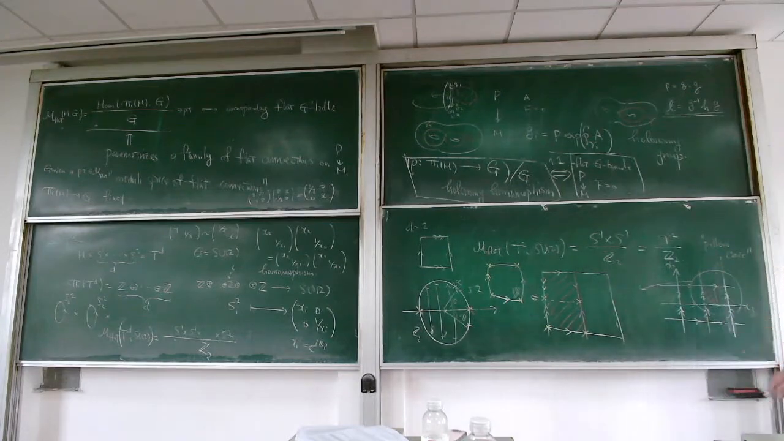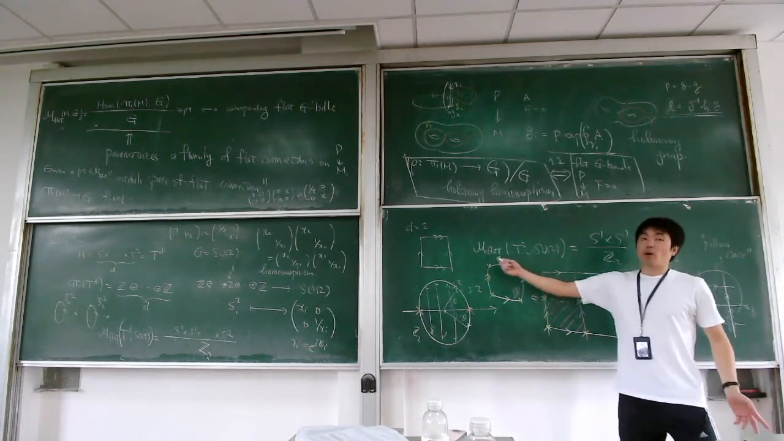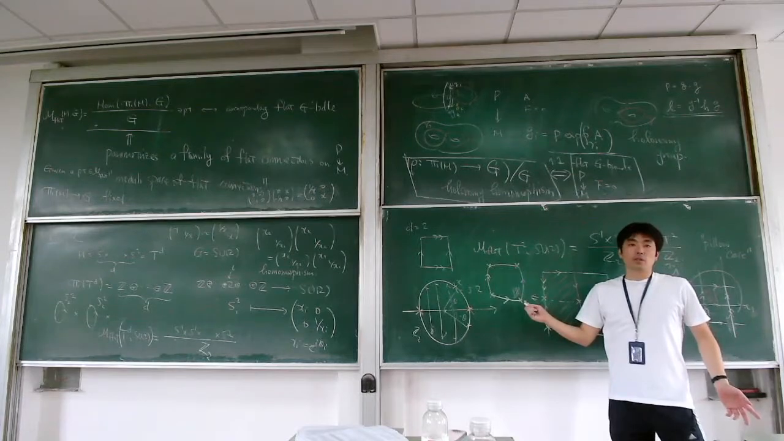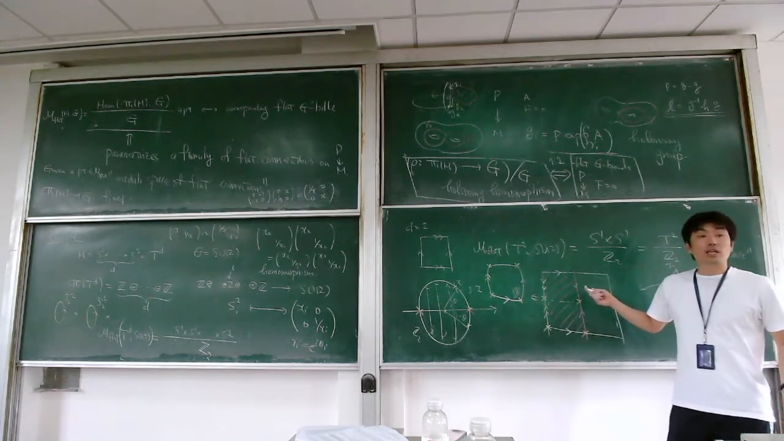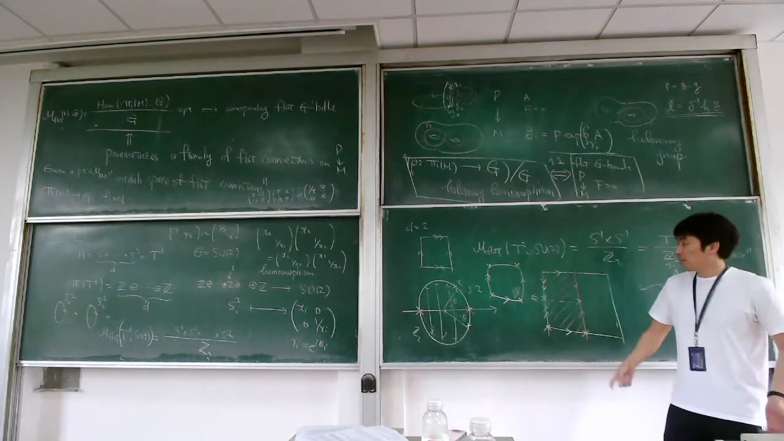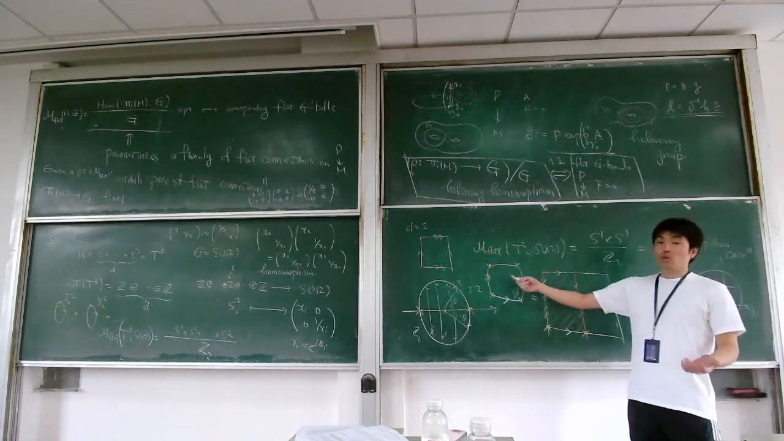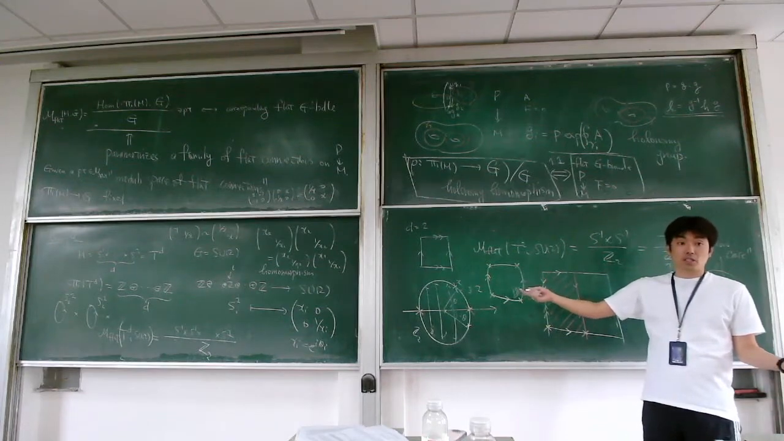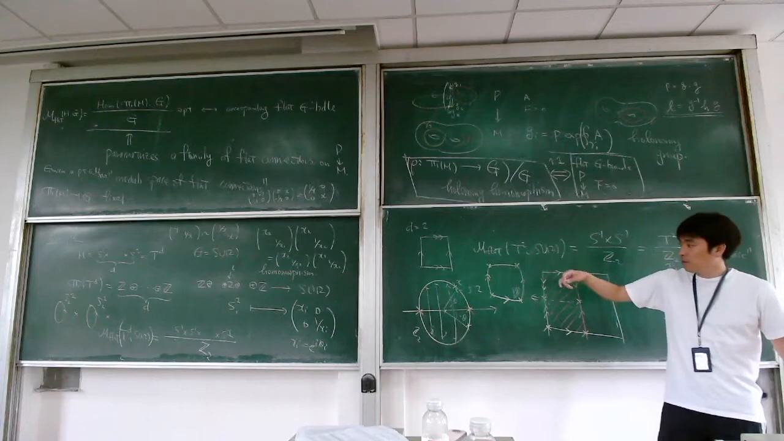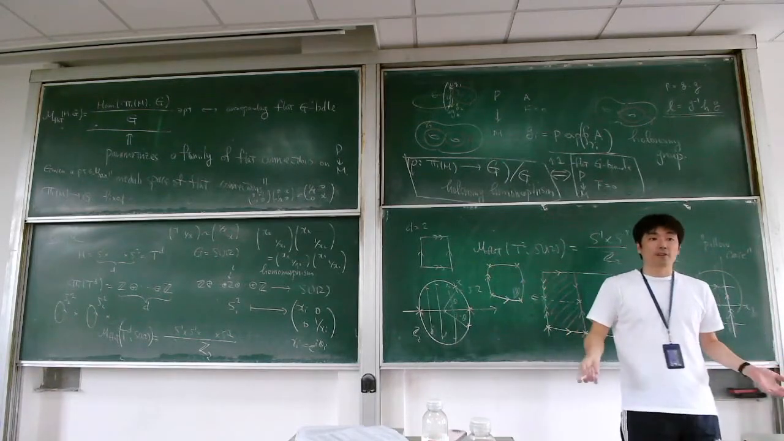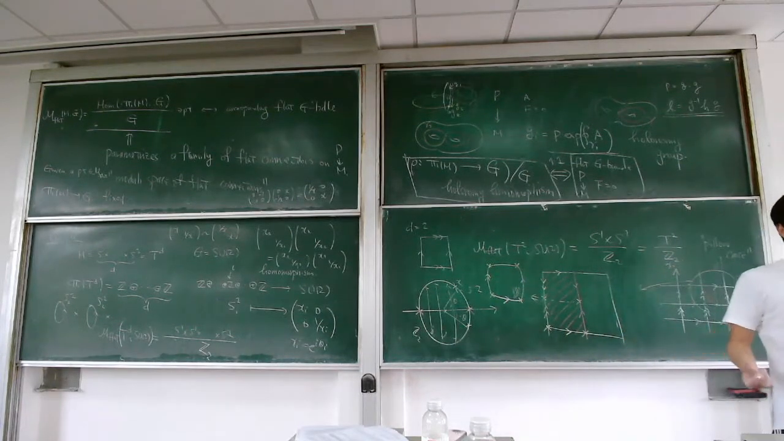So it's not a manifold because there are four singular points. Something singular is happening at these four points. But apart from these four points, it's more like a manifold. If you remove these four points, it becomes a manifold. So it's close to a manifold.